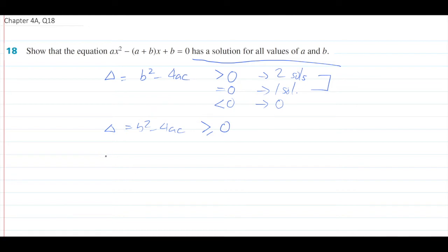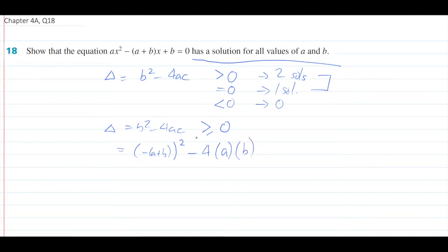So let's get into the question. What is b squared? Well, b squared is essentially just this bracket with the minus. Don't forget the minus. That's also part of the coefficient in front of x. So we get negative a plus b in the bracket fully squared, minus 4 multiplied by a, which is a over here, multiplied by c, which is that b, okay?